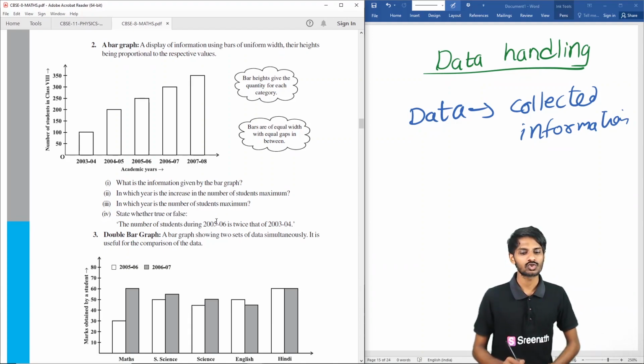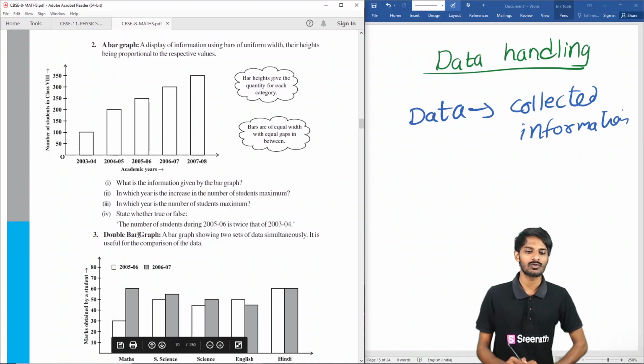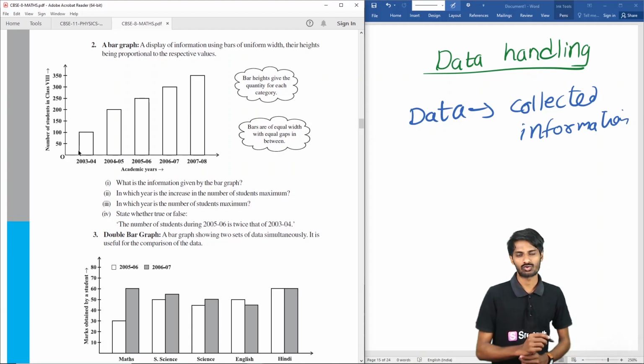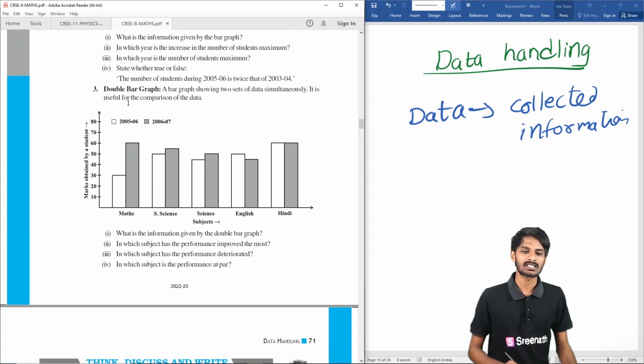The number of students during 2005 to 6 is twice that of 2003 to 4. Is it true or not? We have to tell. The number of students in 2005 to 6 is this value, and it is double the number of students in 2003 to 4. Yes, it is true, students. Like that we can get some information and some clarity, students. The next thing is the double bar graph.